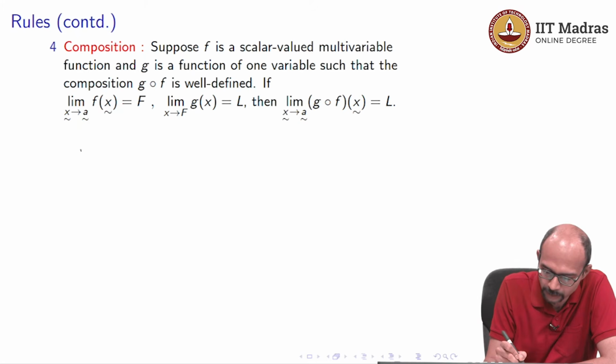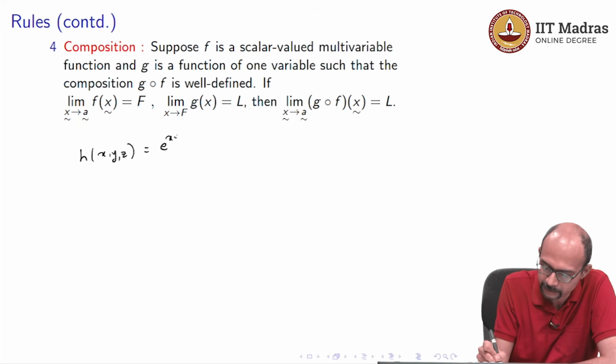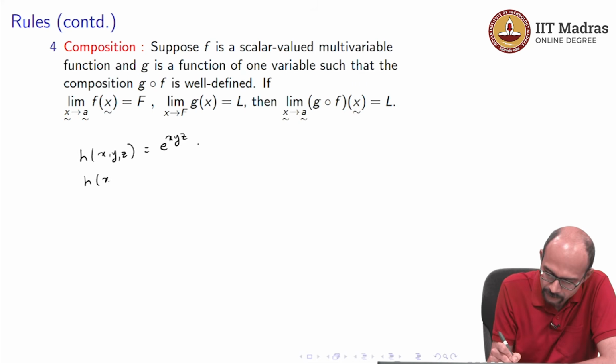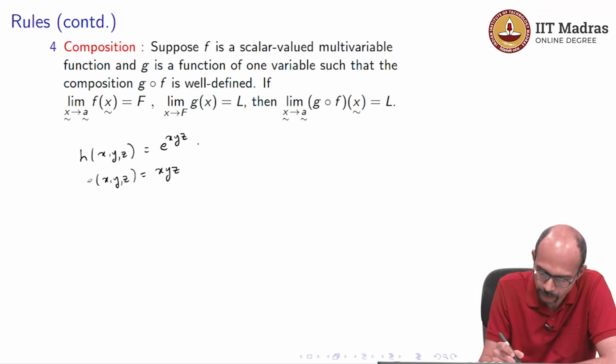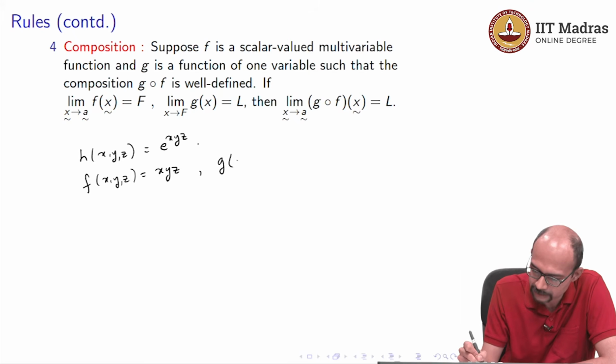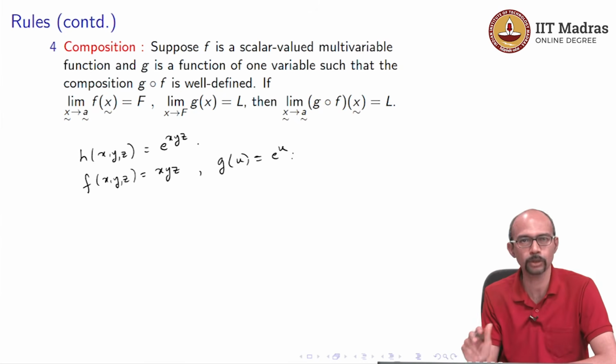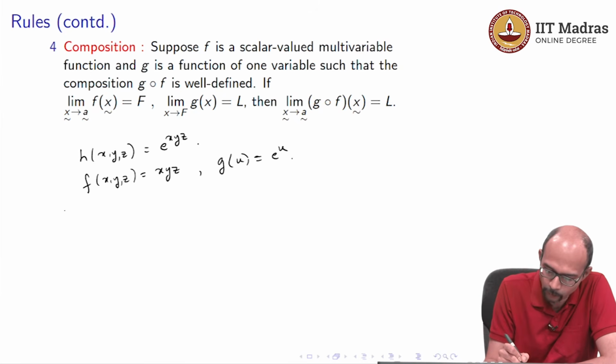What we are saying is this. Suppose I have the function h of xyz equal to e to the power xyz. Then I can write this function as a composition of two functions. One is f of xyz equal to xyz. This is a very nice function that we understand. The other function is, let us say, g of u equal to e to the power u, again a very nice function. Both of these are nice functions. Let us see what happens to the limit.